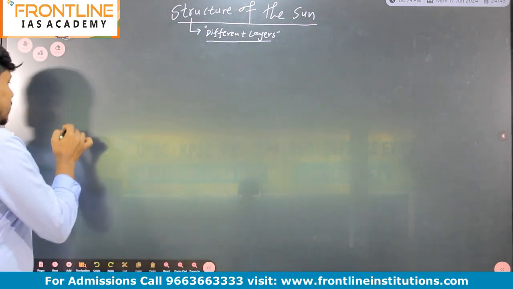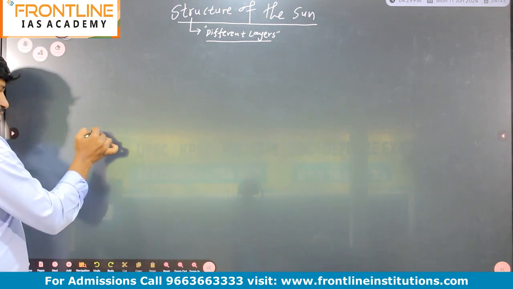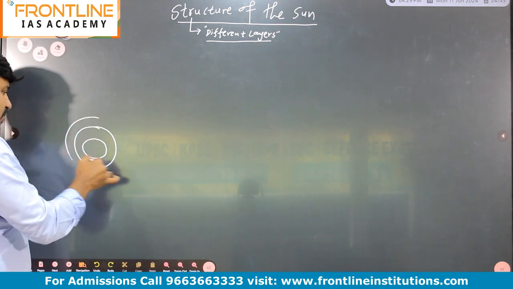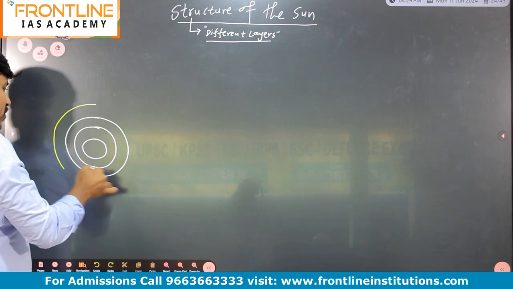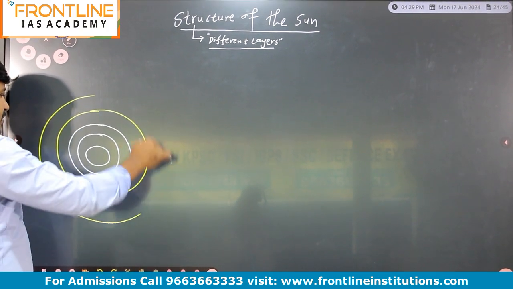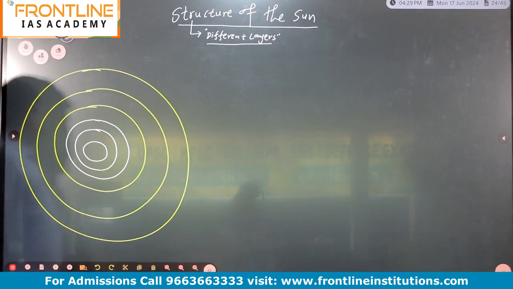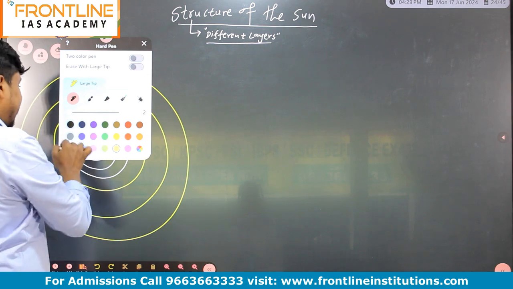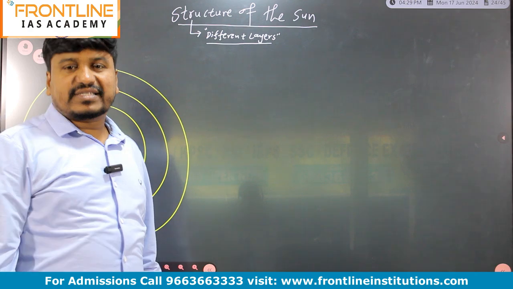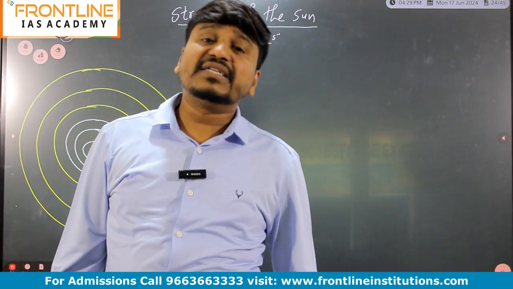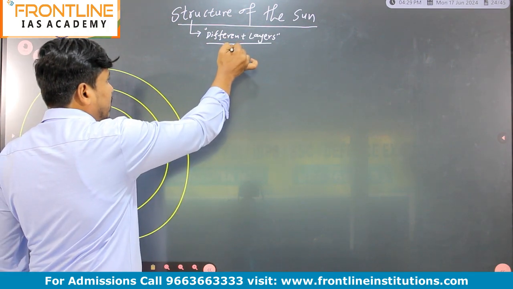Just listen here, don't write. Suppose this is the inner core, the inner layer, then it is the radiative zone, convective zone, right? And then we have outer layers like photosphere, chromosphere, and corona, right? So like that we have a total of 6 layers. If you get the question, how many layers are present in the sun, or the sun consists of how many layers, then the answer is 6. So the sun consists of a total of 6 layers.